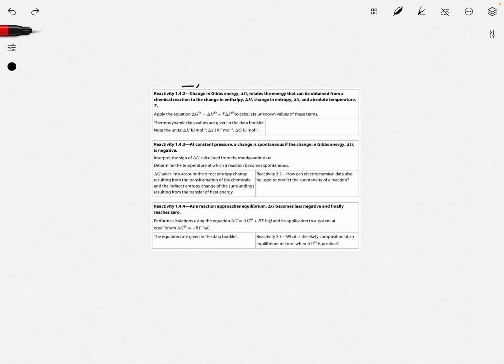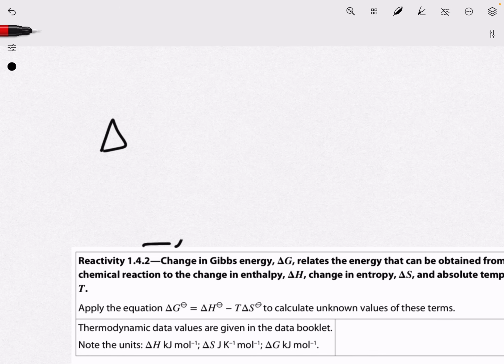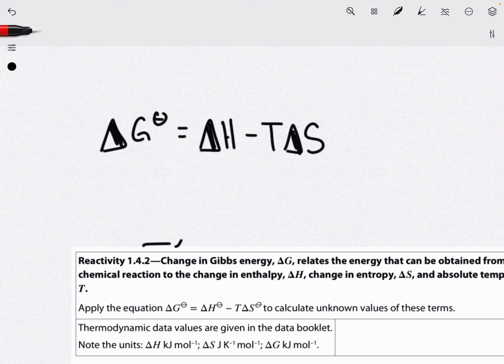Today we're going to be looking at Gibbs free energy under the topic of reactivity. So let's just write out our formula to better understand this concept. Gibbs free energy is the subtraction of enthalpy, or change in enthalpy of reaction, subtracted by the temperature at which it occurs and the change in entropy that we find.